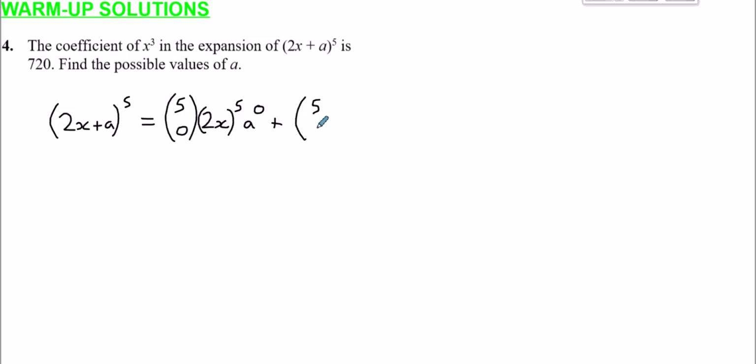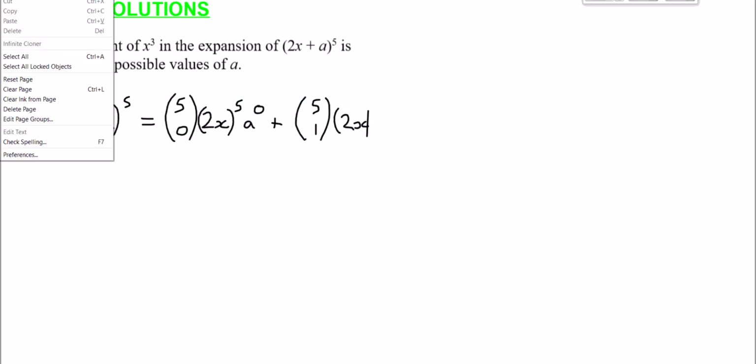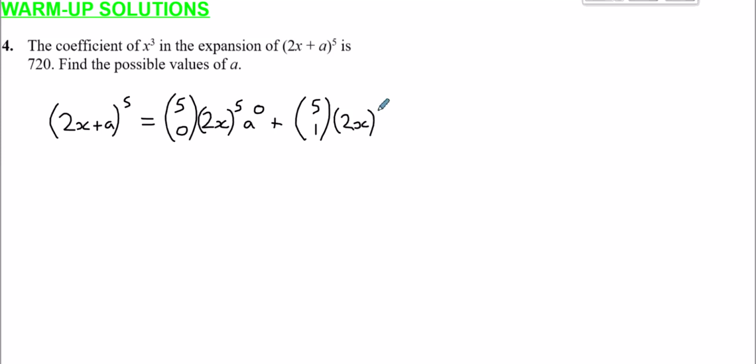Moving on, 5 choose 0 becomes 5 choose 1. And each time we move along each term, the power of the first thing, which in this case is 2x, drops by 1. So rather than 5, the power now becomes 4. And the power of the second thing, the a, goes up 1. So 0 plus 1 is 1. And continue the same way. So the next one, the power of 2x will drop to a 3, and the power of a will raise by 1 yet again to a 2. And we carry on like this until we get to a to the power 5.